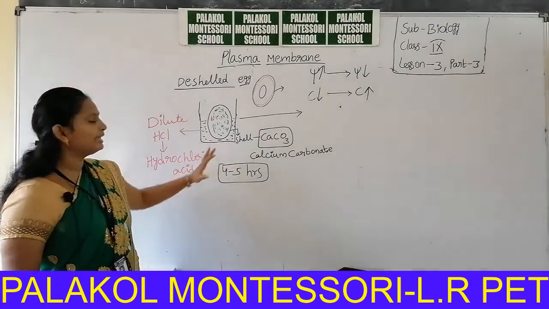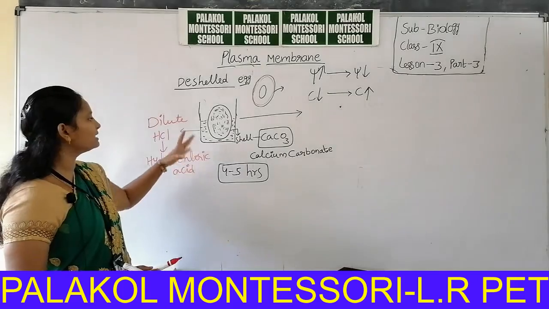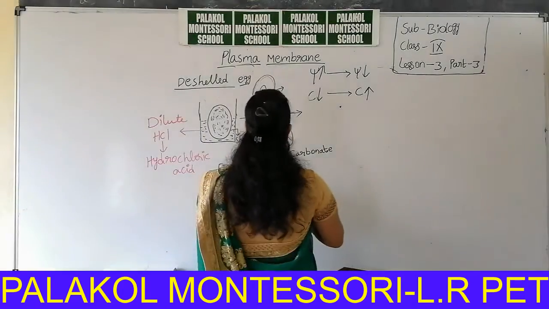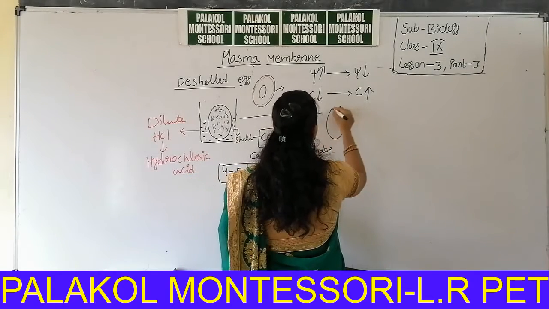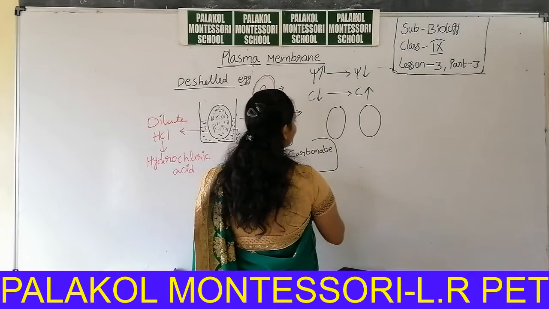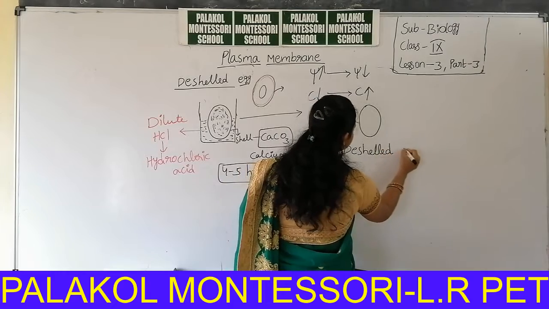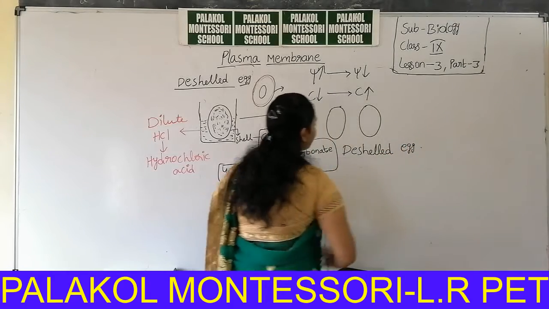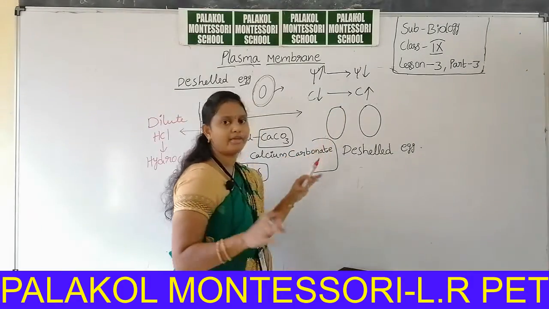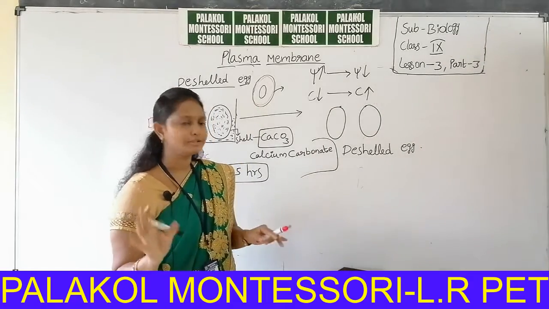Now here we take two raw eggs and do the same experiment. Now we are getting two eggs with the shell removed. Both are de-shelled eggs. De-shelled eggs means the eggs without the shell but having the outermost layer of the egg. Inside it, the white color content and yellow color content are present as usual.